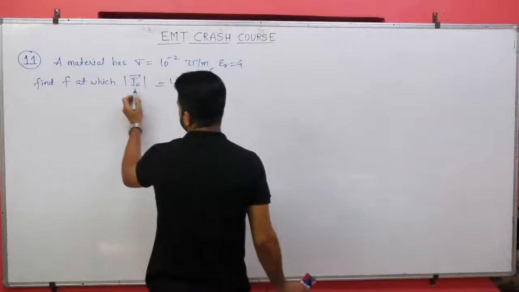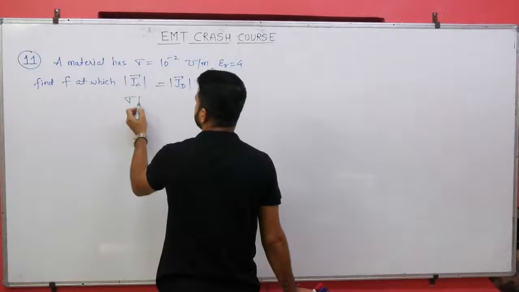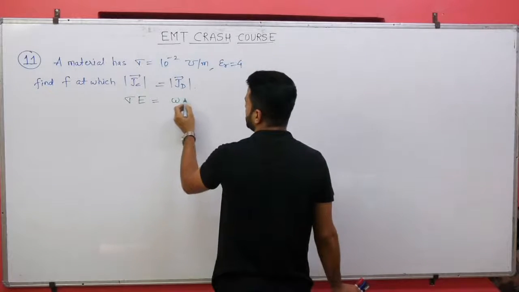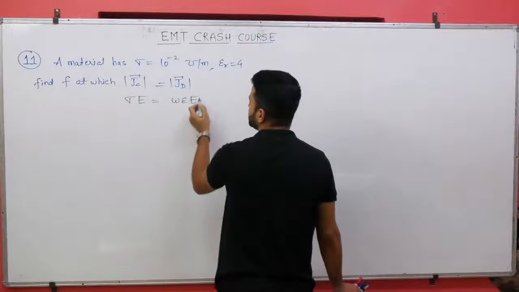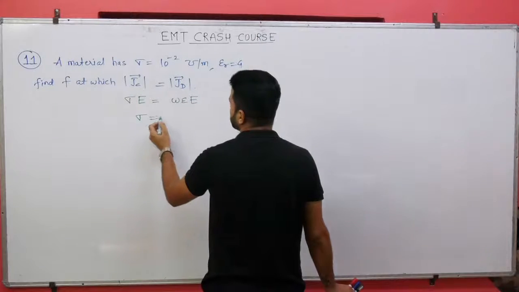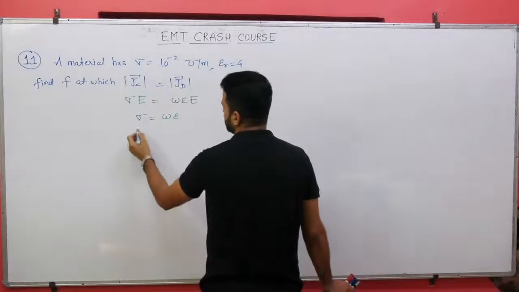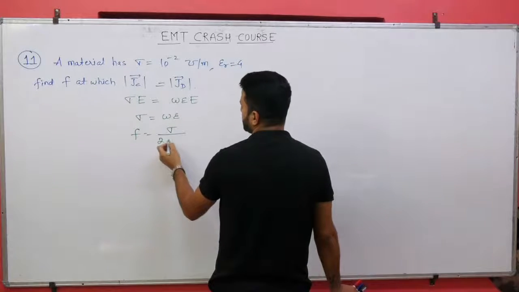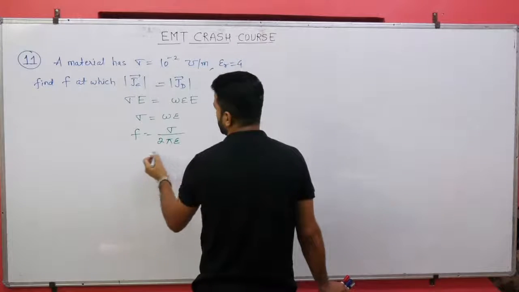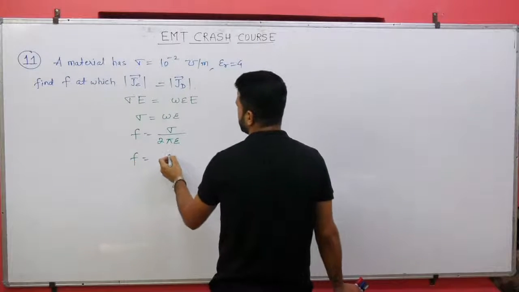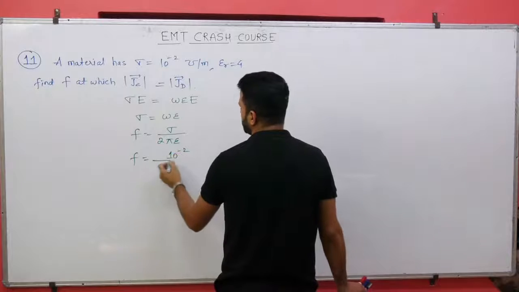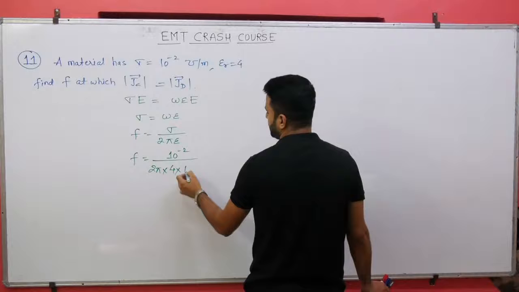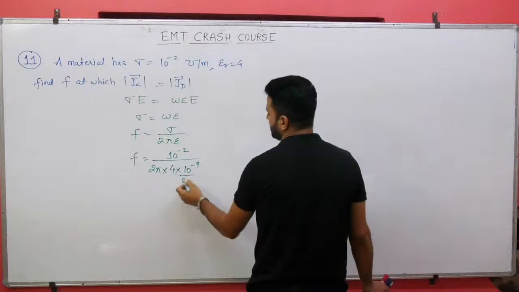We know that the magnitude of the conduction current density is sigma into E, and the magnitude of displacement current density is omega epsilon into E, and this E and E will get cancelled and we get sigma is equal to omega epsilon. So from here we get the frequency is equal to sigma upon 2 pi epsilon. So the frequency is sigma, that means 10 to the power minus 2, divided by 2 pi epsilon r, that means 4, and epsilon naught, that means 10 to the power minus 9 divided by 36 pi.